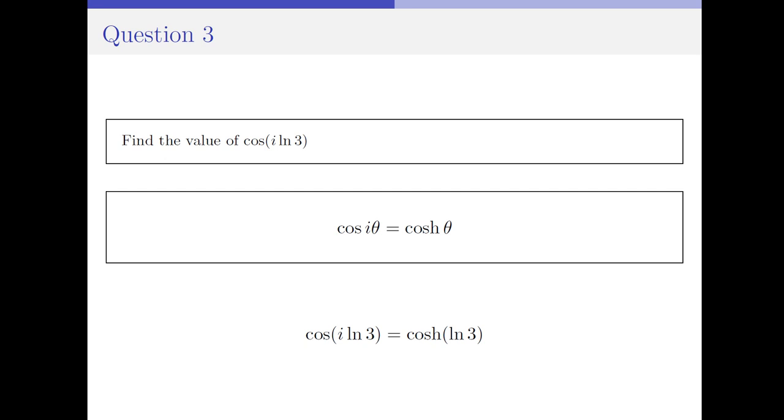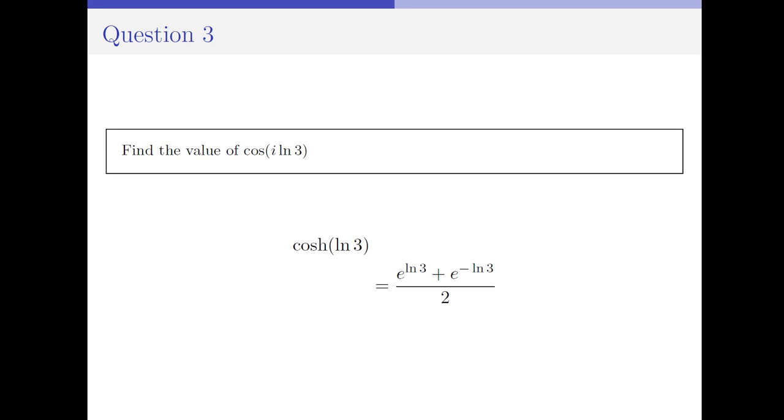Now what do you do? Well, we can write cosh, and we should know that from the previous lecture example, in terms of exponentials. So that's what we do next. Here ln 3 is your x term. Instead of the normal form of cosh being e to the x plus e to the minus x, all over 2, we're replacing x with ln 3. So we've got e to the ln 3 plus e to the minus ln 3, all over 2.